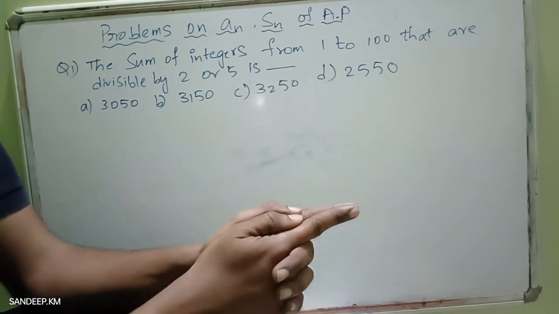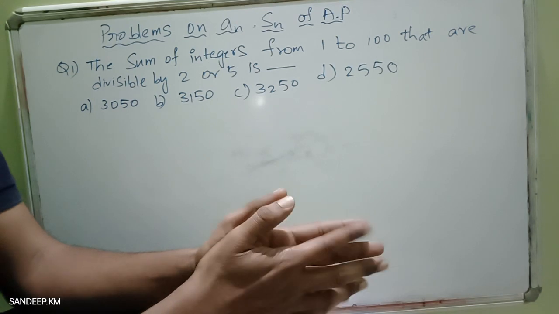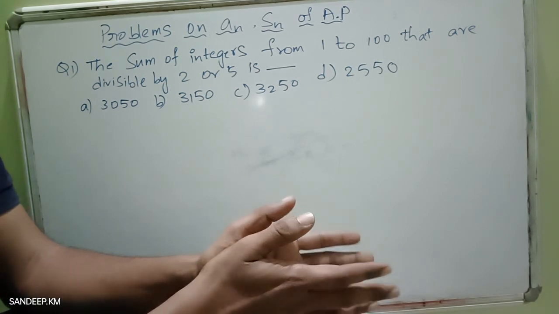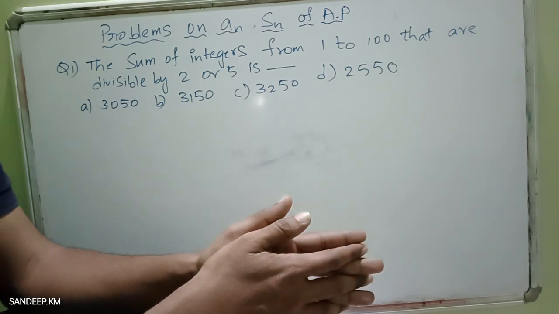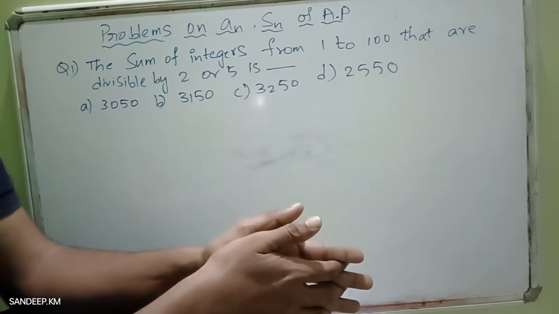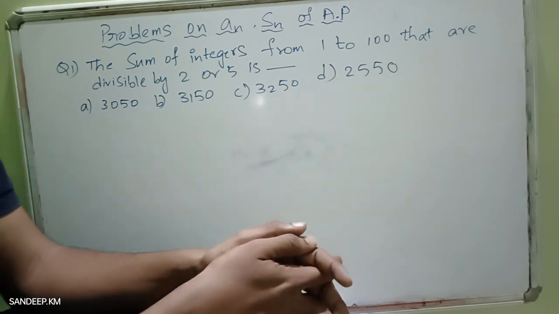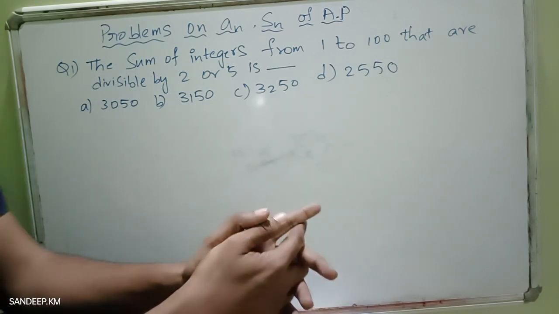So in our previous video we have seen some important models on sum of n terms of AP, and in this present video let us see as many problems as possible on nth term and sum of n terms of AP. So out of these problems, the first one is written on the board already.